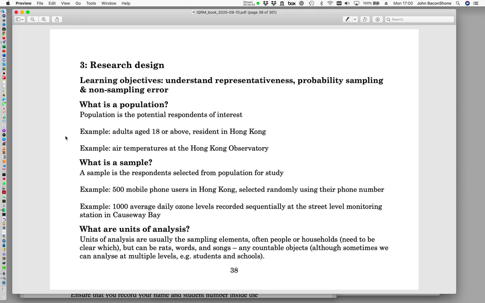So a population is simply the potential respondents of interest. So it could, for example, be adults aged 18 or above resident in Hong Kong, if we're studying people in Hong Kong. That sounds very simple, but we have to be a little bit careful. What exactly do we mean by resident in Hong Kong? Right? How long do you need to have stayed here in order to be considered a resident? So in fact, that's quite tricky.